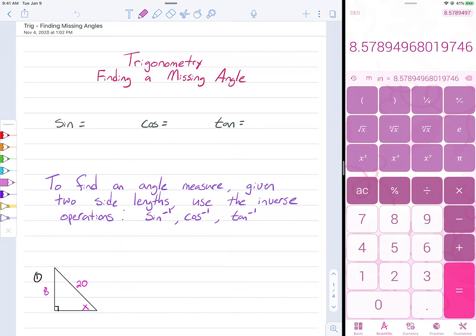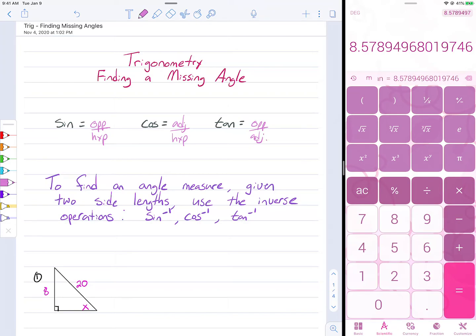Trigonometry, finding a missing angle. So first, our sine, cosine, and tangent are what we're going to be using. Sine is the opposite over the hypotenuse. Cosine is our adjacent over the hypotenuse, and tangent is opposite over adjacent.